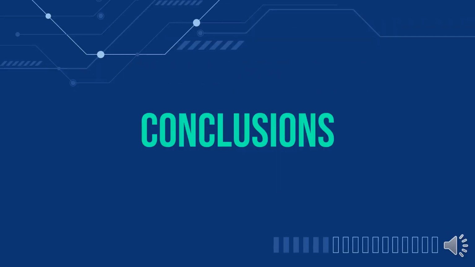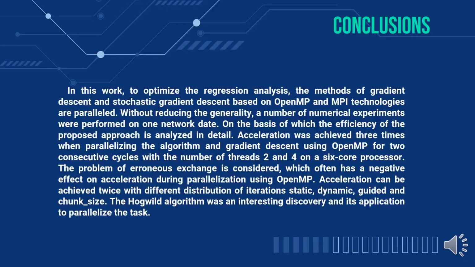Conclusions. In this work, to optimize the regression analysis, the methods of gradient descent and stochastic gradient descent based on OpenMP and MPI technologies are parallelized. Without reducing generality, a number of numerical experiments were performed on one dataset, on the basis of which the efficiency of the proposed approach is analyzed in detail.